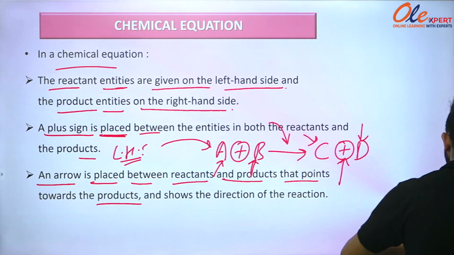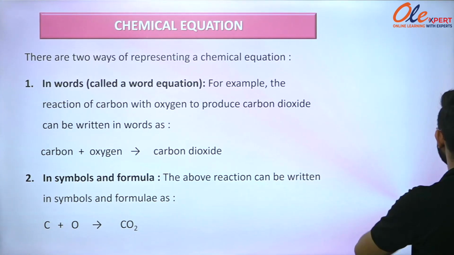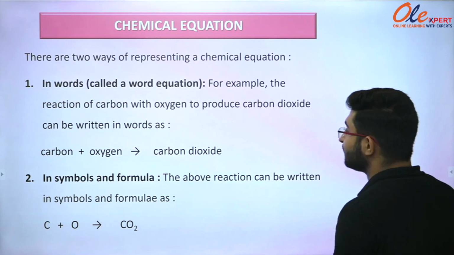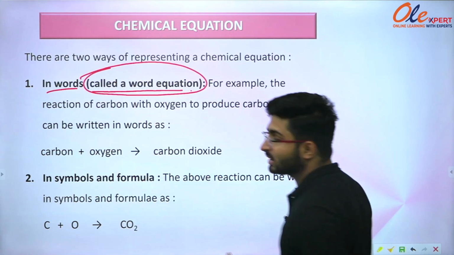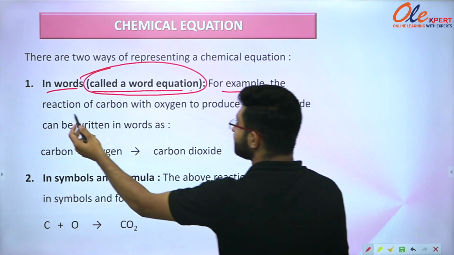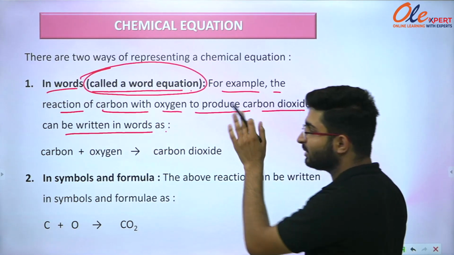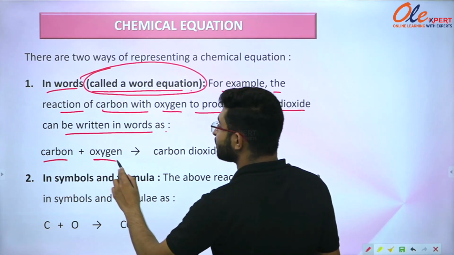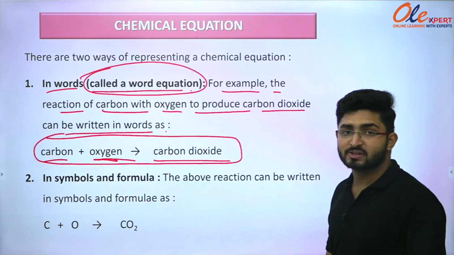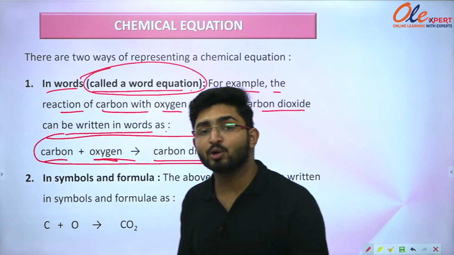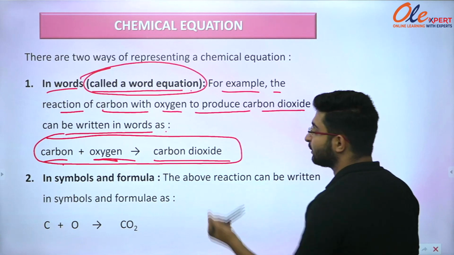Now we are moving on to the types of chemical equation, or you can say the ways that you can write the chemical equation. The first way is in words, called a word equation. For example, the reaction of carbon with oxygen to produce carbon dioxide can be written in words as carbon plus oxygen gives carbon dioxide. When carbon reacts with oxygen it produces carbon dioxide, so in a word equation you just write carbon plus oxygen gives carbon dioxide.